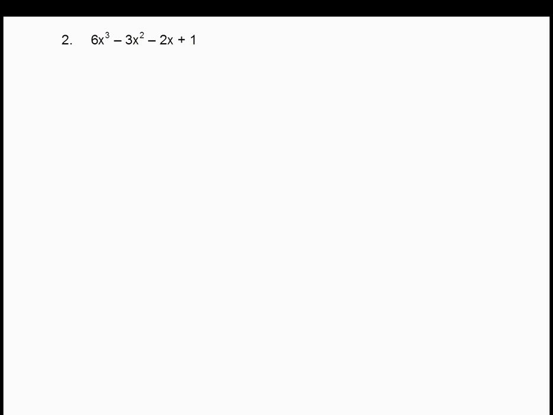Our second example. We've got 6x cubed minus 3x squared minus 2x plus 1. We're going to group the first two, we're going to group the last two. Now because of this minus sign in front of the 2x, I don't just put parentheses. So the first two I will just put parentheses around 6x cubed minus 3x squared. Now if I just do parentheses around the 2x plus 1, that'll be wrong. This minus sign is going to make me put a minus sign outside the parentheses when I do my factoring.